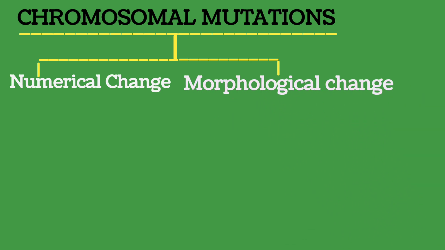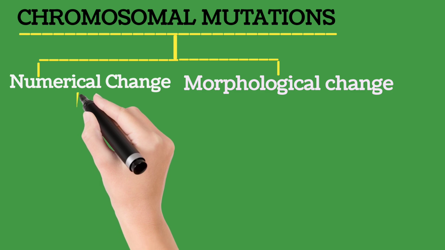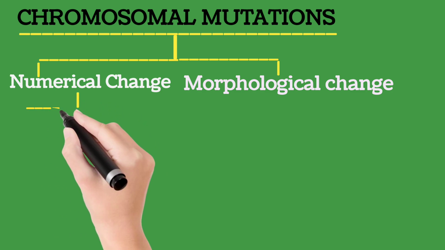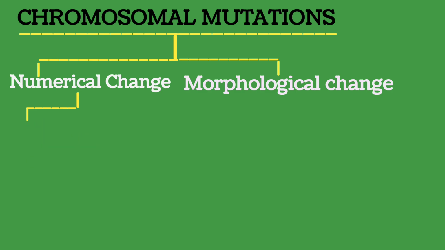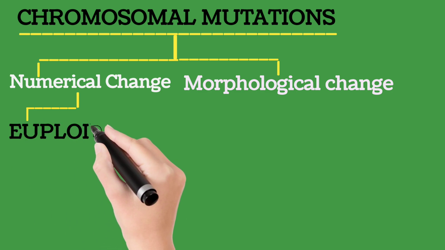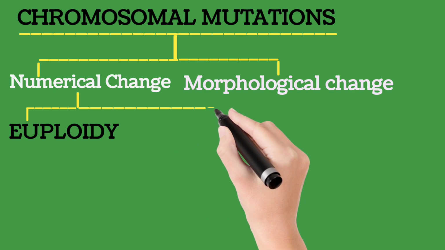Now, as the word indicates, numerical changes are those which affect the number of chromosomes. Means either addition or loss of chromosome takes place in the body, which is a numerical change. Now, morphological change affects morphology, structure, arrangement of genes of a chromosome. Later, this numerical change has two subtypes, euploidy and aneuploidy.